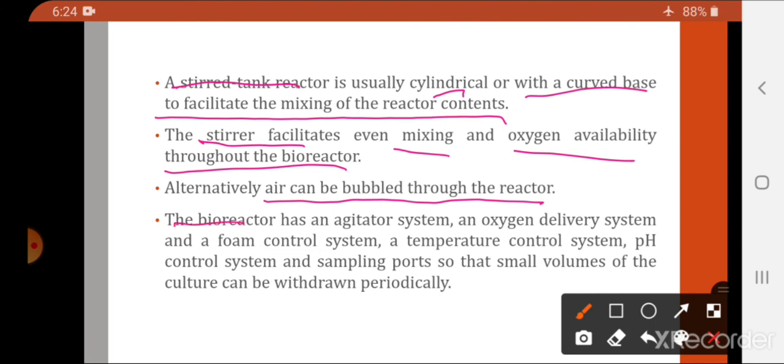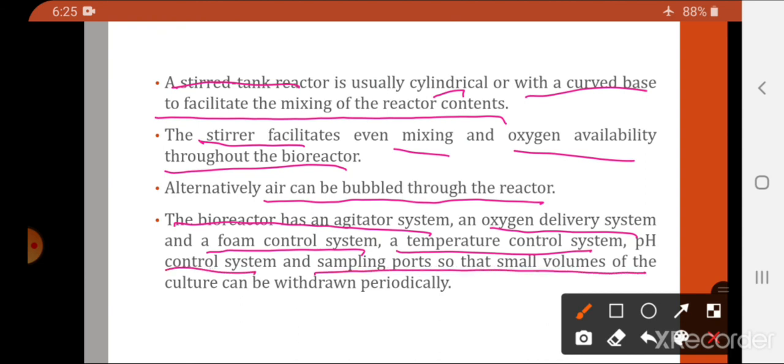The bioreactor has an agitator system. Agitator यानी mixing system. Oxygen delivery system, जैसे कि ऑक्सीजन ऐड कर सकते हैं. एंड फोम कंट्रोल सिस्टम. फोम कंट्रोल यानी जब मिक्सिंग होगा, ये सब मटेरियल का मिक्सिंग होगा तो फोम फॉर्मेशन होगा. फोम को कंट्रोल करने के लिए, फोम को रिमूव करने के लिए भी मेथड है. There will be a temperature control system, pH control system and sampling ports so that the small volumes of the culture can be withdrawn periodically.